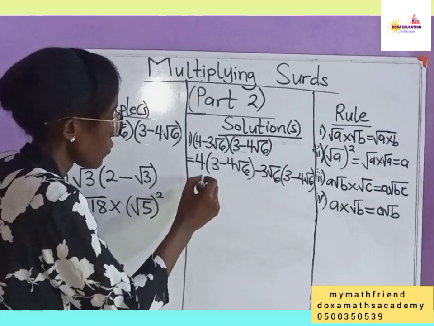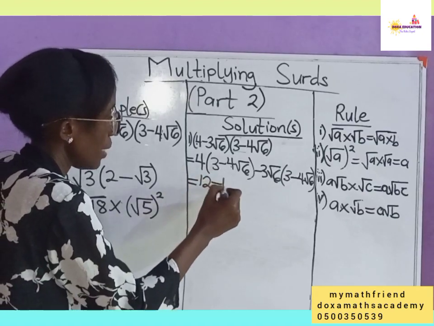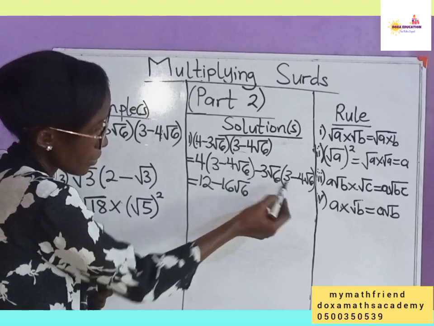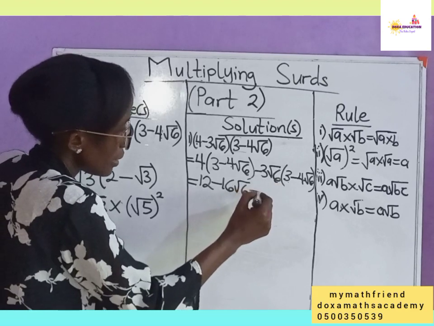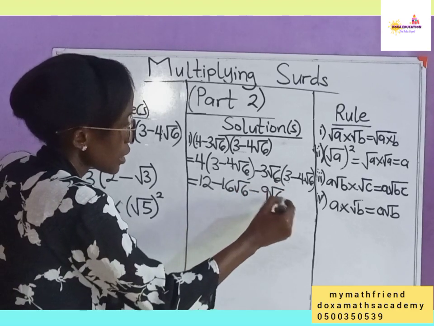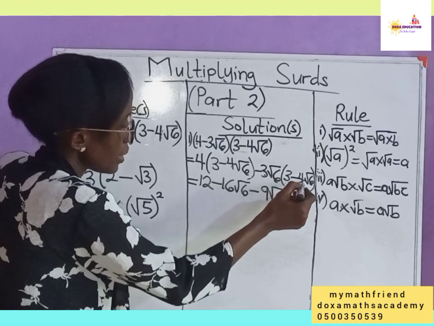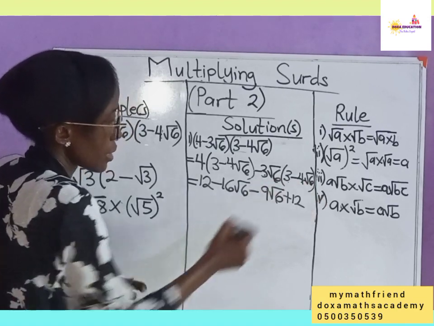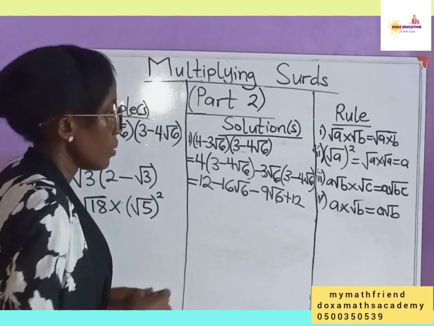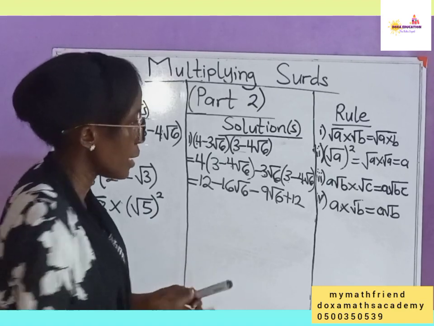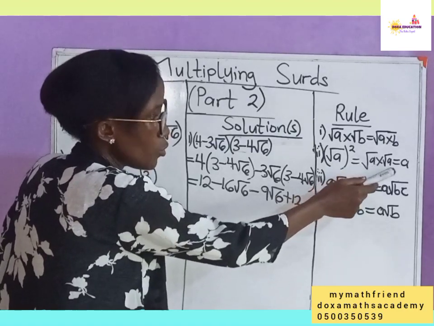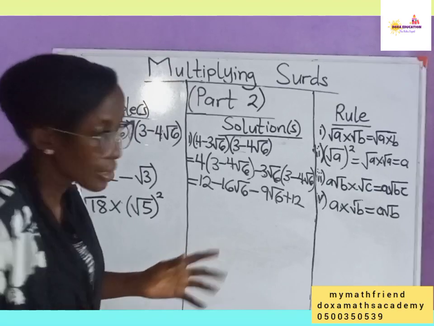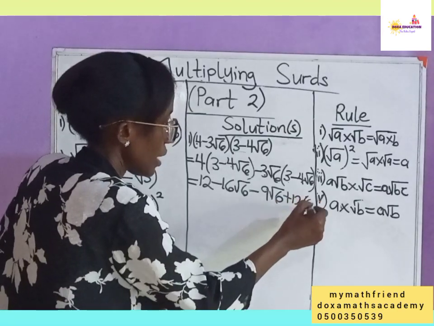4 times 3 is 12. 4 times minus 4 root 6 is minus 16 root 6. Minus 3 root 6 comes to multiply 3. So negative 3 times 3 is negative 9 root 6. Negative 3 times negative 4 is positive 12. Positive 12 root 6 times root 6. Okay, root 6 times root 6 is 6. Why? The second rule says that root A times root A is A. So root 6 times root 6, same number in the surds, is 6. So plus 12 times 6.